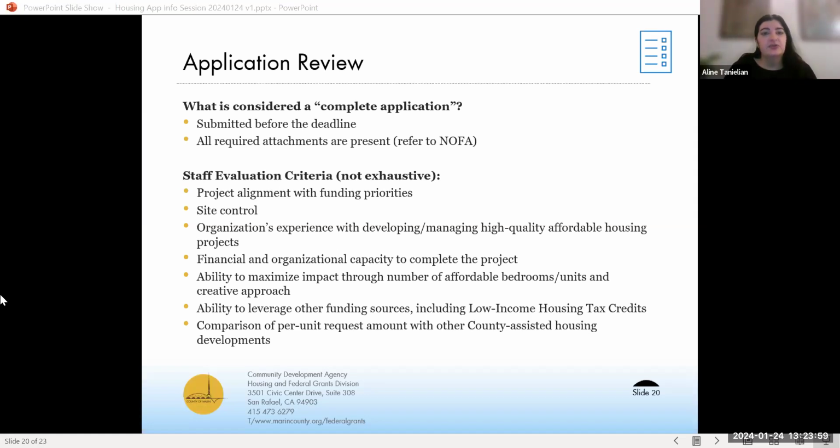The demonstration of site control that we mentioned is very critical for HCD, for example, for those PLHA funds. We look at the organization's experience with developing and maintaining high-quality affordable housing projects. We also look at the organization's financial capacity to complete the project and ability to maximize impact through number of affordable housing units or other creative approaches. We also take a look at the ability for the project to raise other funding sources, including LIHTC, the low-income housing tax credits, and then also a comparison of per unit request amounts with other county-assisted housing developments.